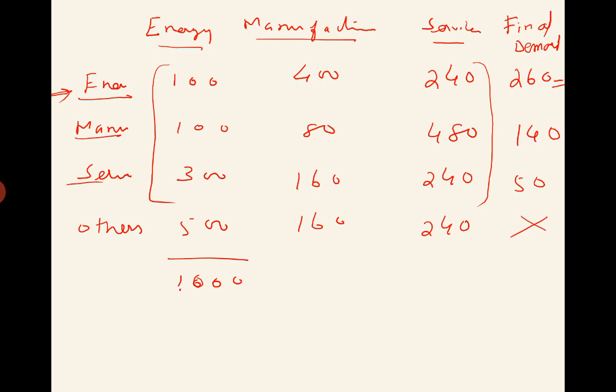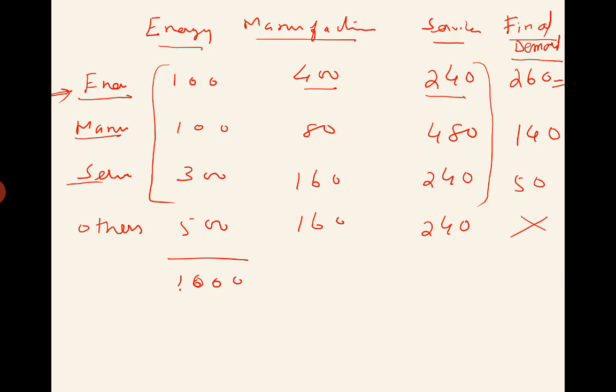The energy sector takes 100 units from its own production, the manufacturing sector takes 400 units from the energy sector, and the services sector takes 240 units from the energy sector. The rest goes to the final market, the final demand. This is how the output of energy is shared among the other sectors, including the final demand. Every row represents the output of the sector, and every column represents the input taken by every sector.